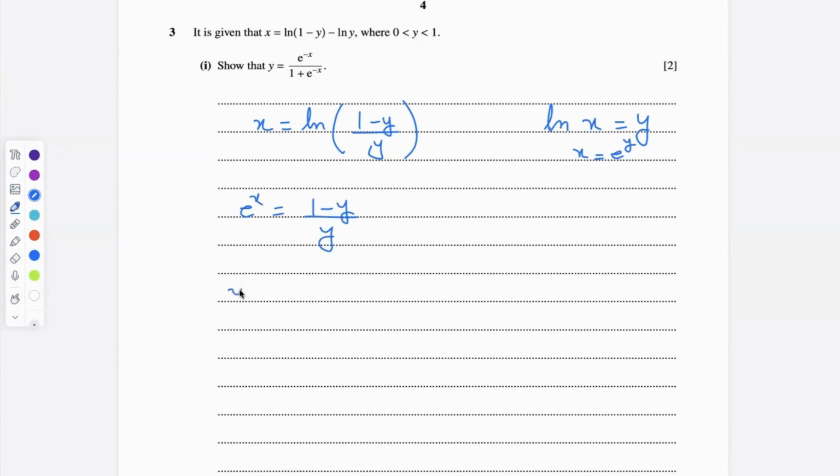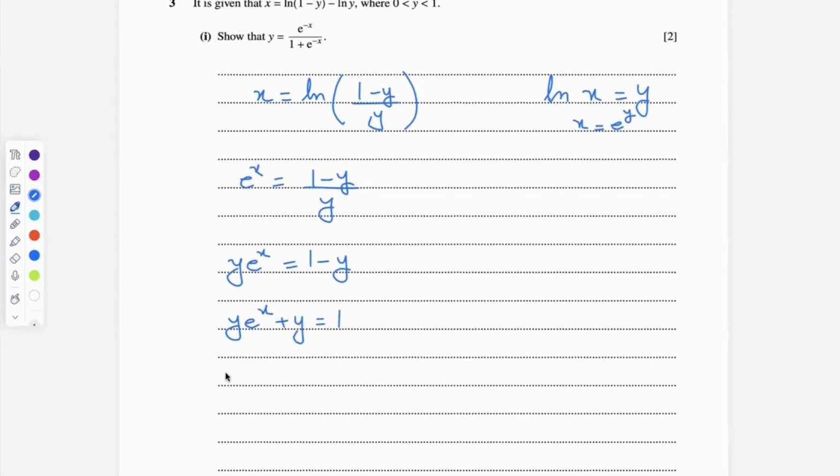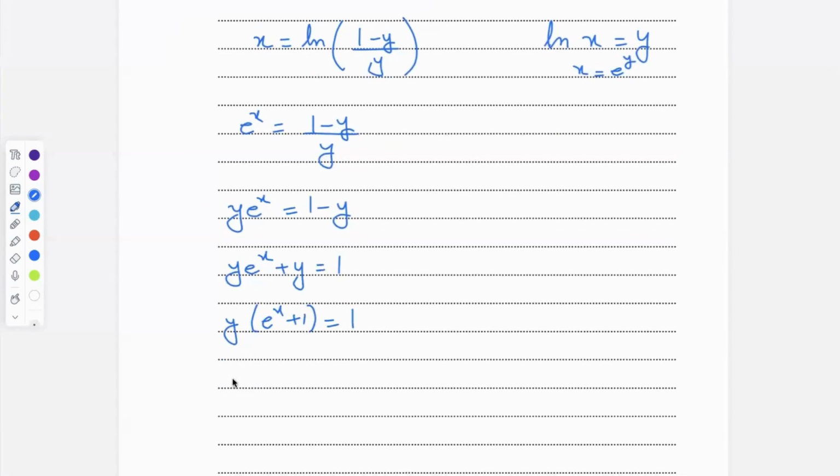So first we'll cross multiply. This will become y into e power x is equal to 1 minus y. Taking y on the left hand side, we'll get y into e power x plus y equals 1. Taking y common, we'll get y times (e power x plus 1) is equal to 1. And finally, we'll get y is equal to 1 upon (e power x plus 1).